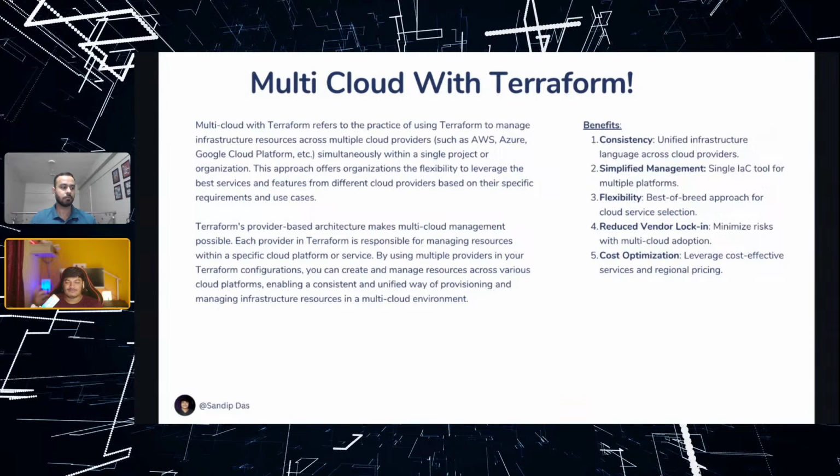Okay. Now, benefits. Of course, consistency. You get a unified infrastructure language across all cloud service platforms. Just using one single tool, Terraform, you can manage all the major cloud service providers. Then simplified management: using a single IaC tool for multiple platforms helps you have simple management. Flexibility: a flexible approach to cloud service selection. Say you are developing some resources in GCP, but for some reason you want to migrate quickly to Azure. Since it's only Terraform, you can just write the equivalent resources for the other cloud service provider and quickly migrate.